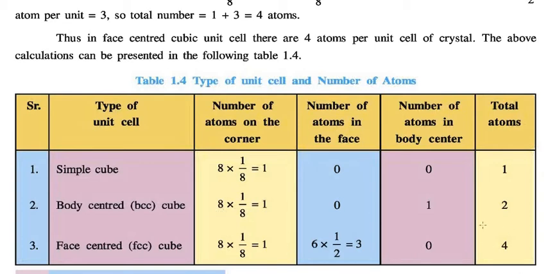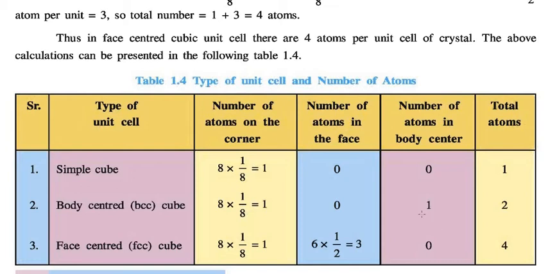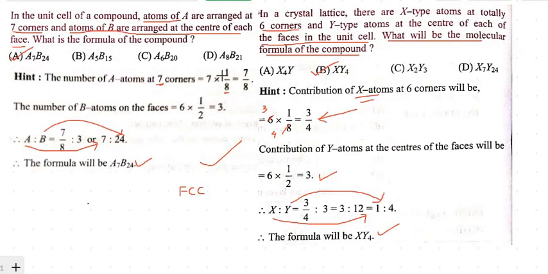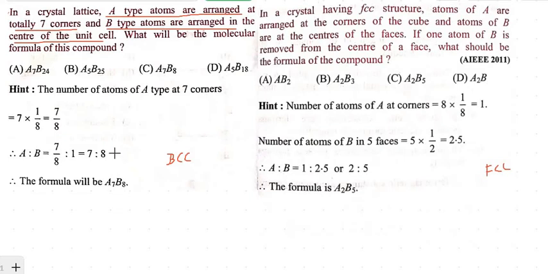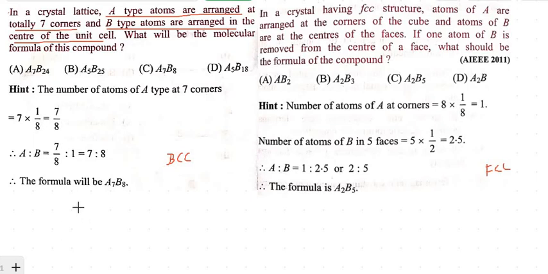So the body center does not have any phases, but it has one atom which is present in the center of the body, center of the crystal, and that contribution remains as one only. Looking at the question, how many corners are available? 7. So 7 into 1 by 8, just like the previous one, this becomes 7 by 8. But since the body center has one atom, we take the contribution as 1. So here the B will become 1.